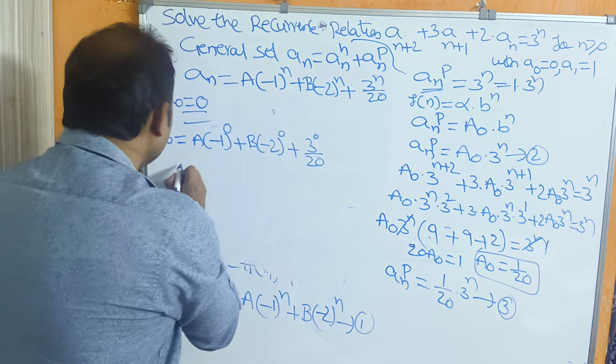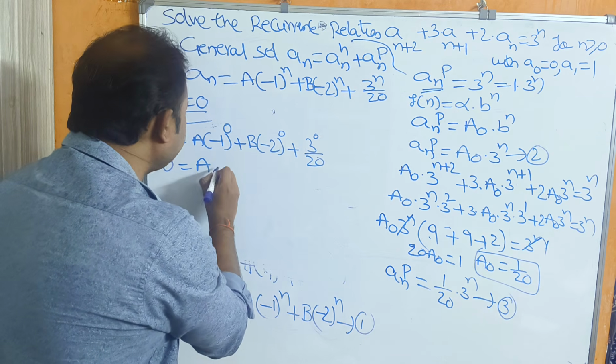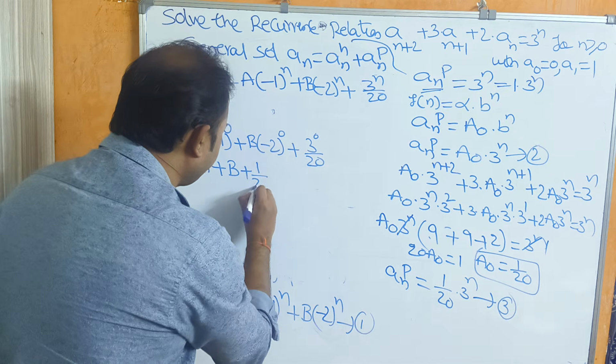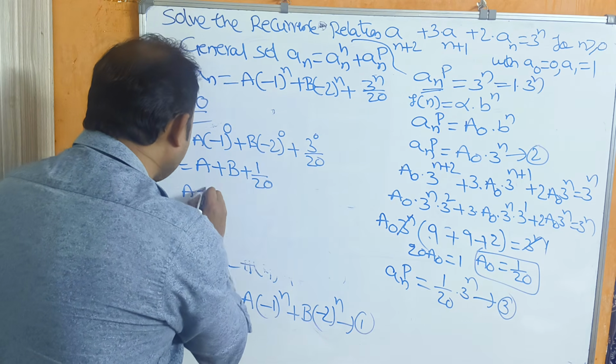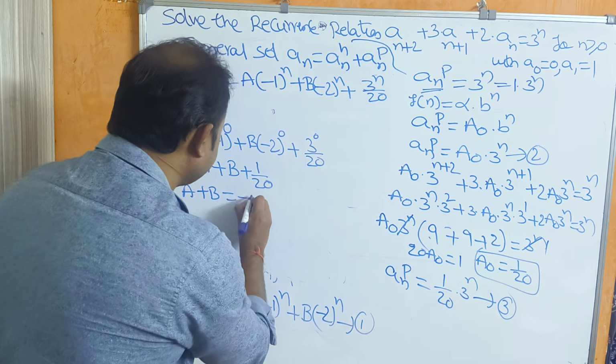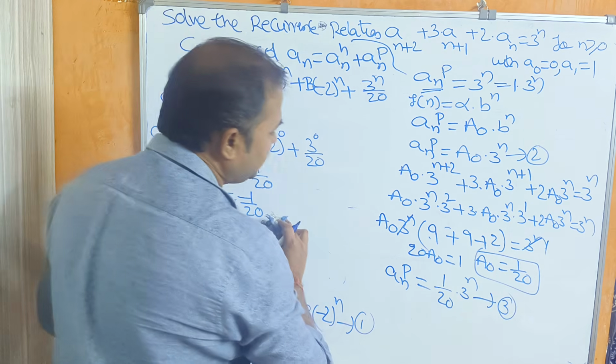So what is a0 value? 0. So 0 equals, anything power 0 is nothing but 1. A into 1 means a, plus b into 1 means b. 3 power 0 means 1. So 1 by 20. So we can write this as a plus b equal to, if we move this to this side, then it will become minus. So a plus b equal to minus 1 by 20.